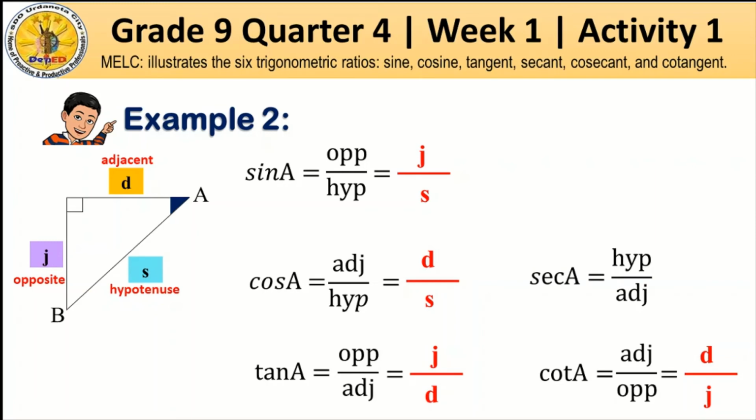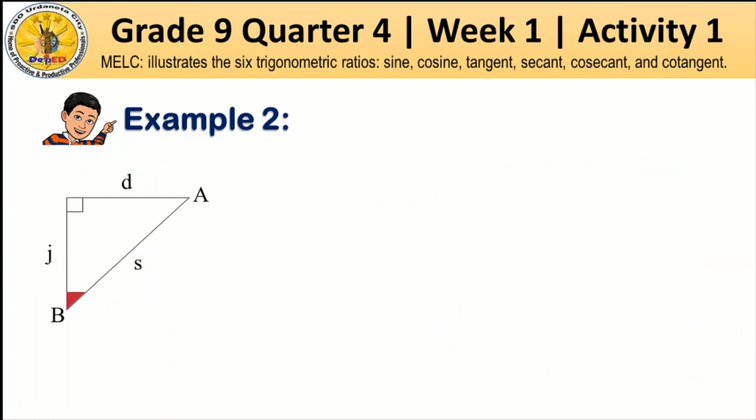Secant A is equal to hypotenuse over adjacent, or that is S over D. And cosecant A is equal to hypotenuse over opposite, or that is S over J. Ngayon naman ay ating hanapin ang 6 trigonometric ratios with respect to angle B. This time, the adjacent side is J, the opposite side is D, and the hypotenuse is still S.